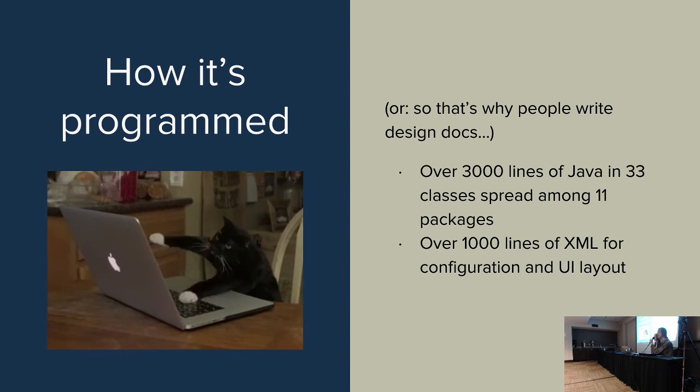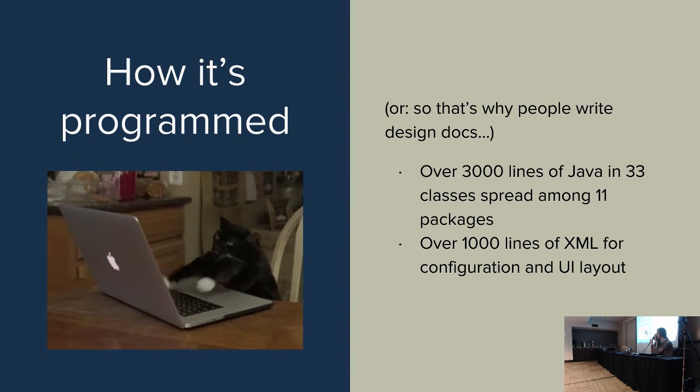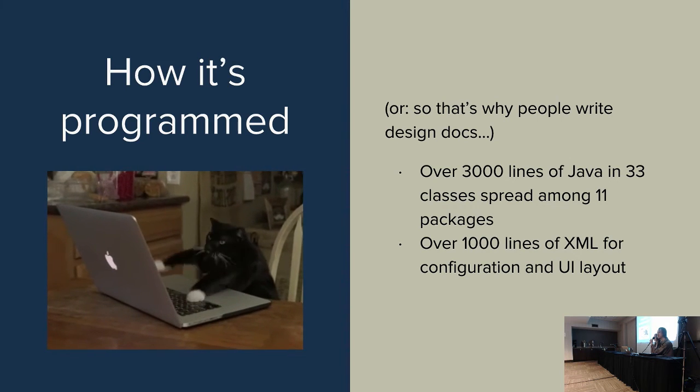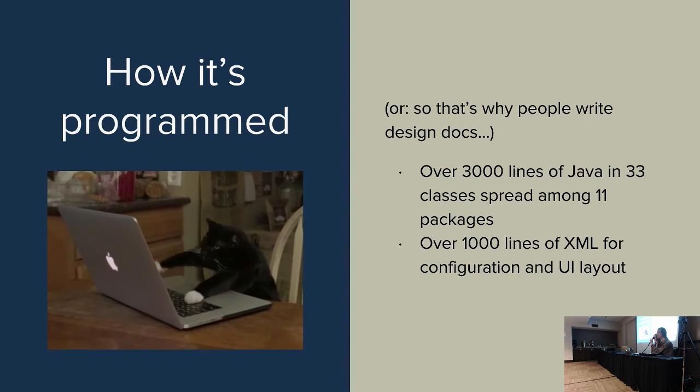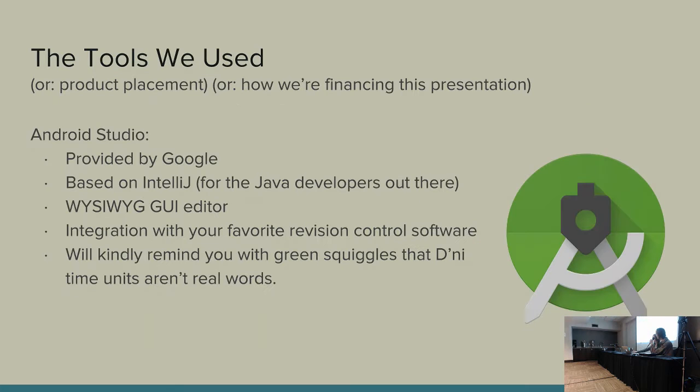A lot of that is UI layout, which is largely XML. There's other configuration stuff. Our settings menus are defined using XML, and also some basic configuration for the app, version number, string constants being used in various places. So what are some of the tools we use?